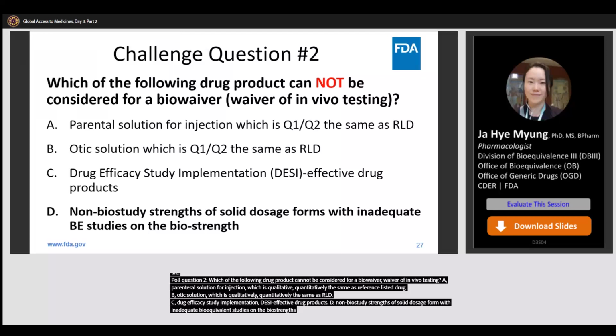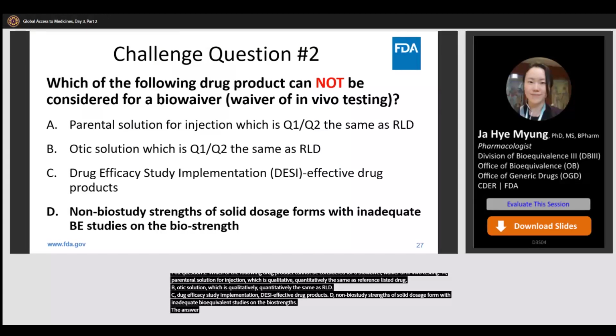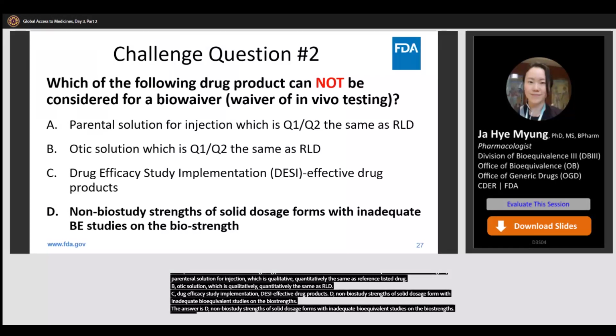The answer is D. Non-biostudy strengths of solid dosage forms with inadequate bioequivalence studies on the biostudy strengths. It requires adequate bioequivalence studies on the biostudy strengths.